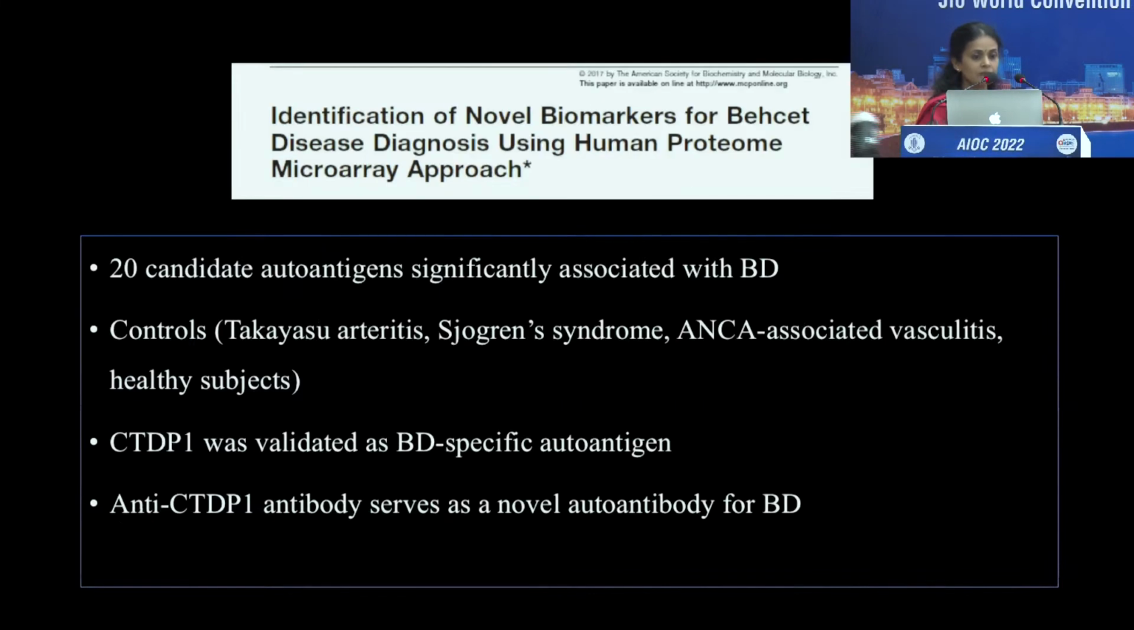disease patients. In another study on Behçet's disease, 20 candidate autoantigens were significantly found to be associated with Behçet's disease, and the controls included other diseases like Takayasu arteritis, Sjogren's syndrome, ANCA-associated vasculitis, and healthy controls. The protein CTDP1 was validated as a Behçet's disease specific autoantigen, and this anti-CTDP1 antibody was found to serve as a novel autoantibody for detection of Behçet's disease.